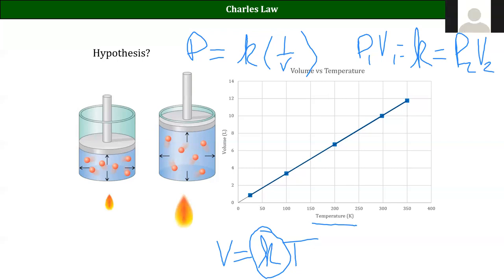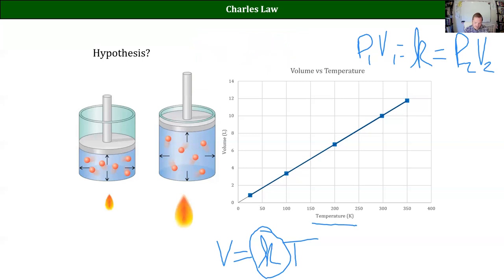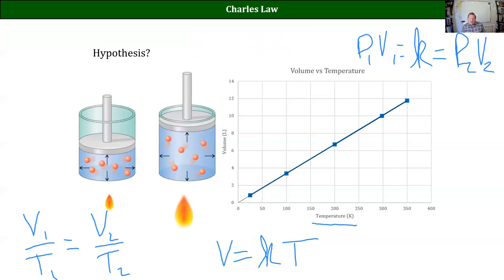Really what we care about, if we do the same thing for volume and temperature that we did for pressure and volume, we're just going to solve for K. And that allows us to say that any combination of volume divided by temperature is equal to any other combination of volume divided by temperature. So that basically leaves the constant out of it, because every closed system of gas is going to have its own constant, and we don't really want to use the constant if we can avoid it. But we might want to do some calculations about a change in this particular system.